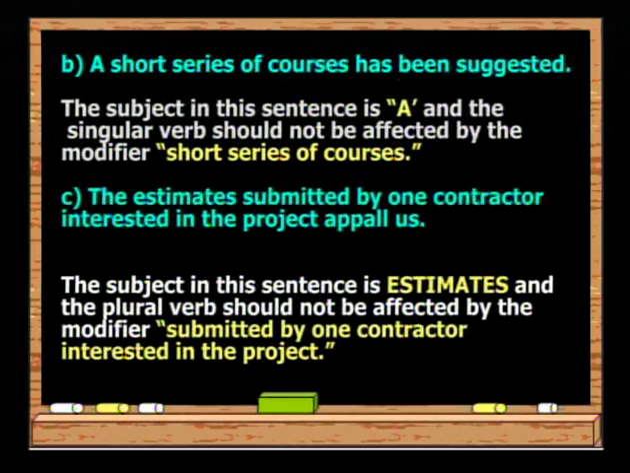A short series of courses has been suggested. The subject in this sentence is a series, and the singular verb should not be affected by the modifier, short series of courses. Sentence C reads, the estimates submitted by one contractor interested in the project appall us. The subject in this sentence is estimates, and the plural verb should not be affected by the modifier, submitted by one contractor interested in the project.